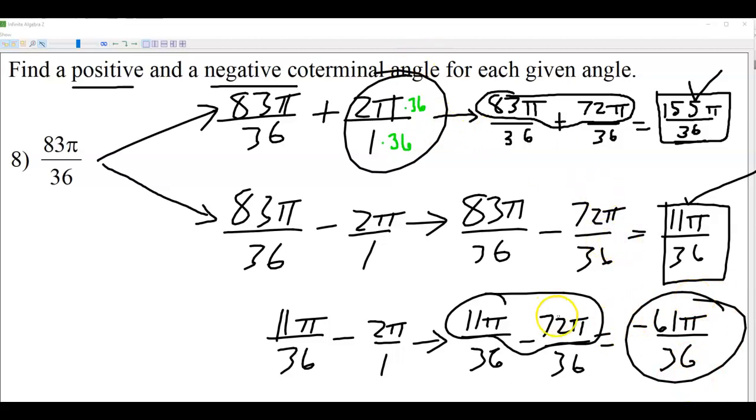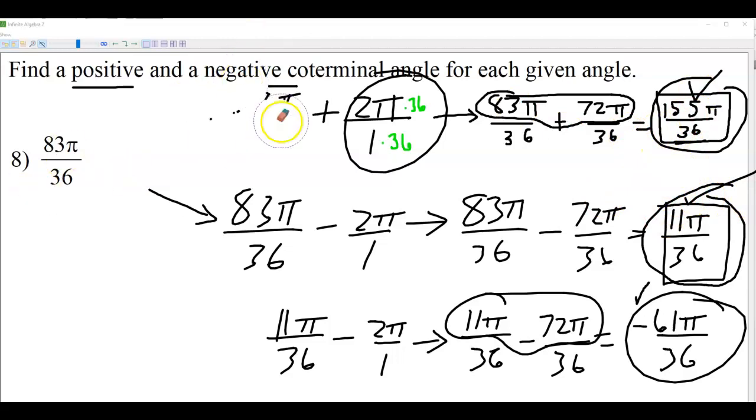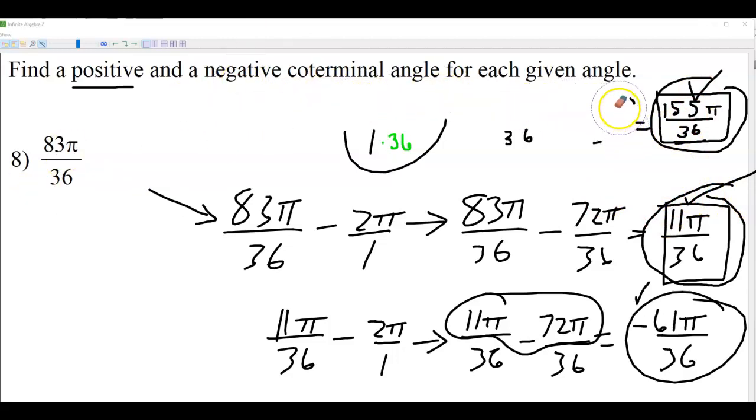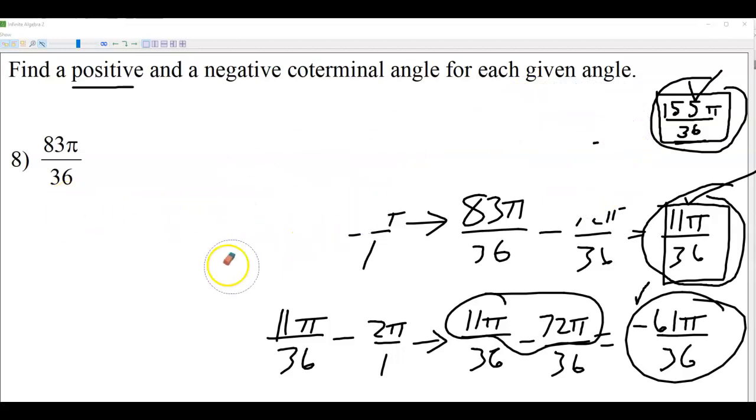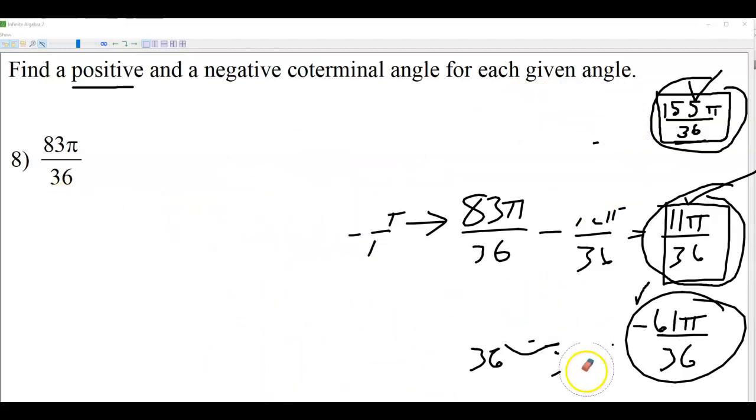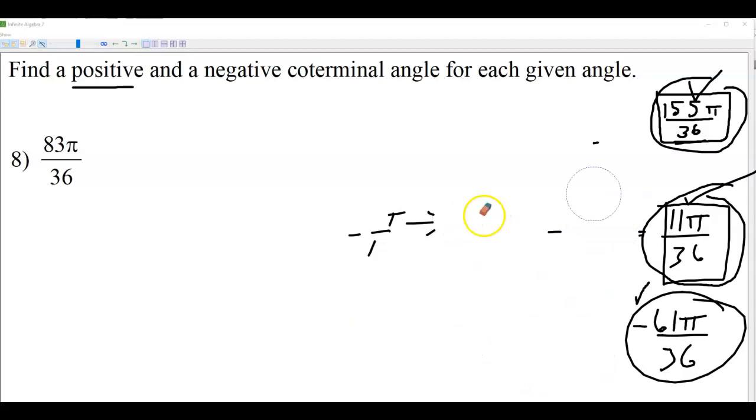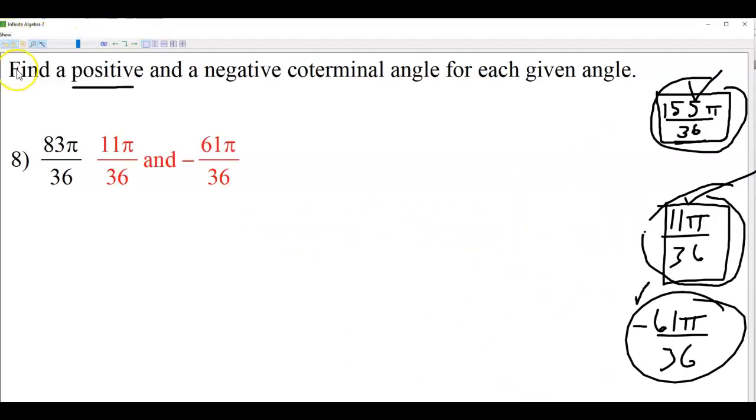Now I'm going to leave all three of these answers up here because whenever you have your multiple choice test, they're not going to have both of these positives. They're only going to pick one. So it's nice to have them both available. I'm kind of curious to see how this software will do it. Let's see what it does. I think it's going to do the two smallest ones. So I think it's going to go for 11 pi over 36 and negative 61 pi over 36. Let's see. Yep, there it is. So they go with the 11 and this one.